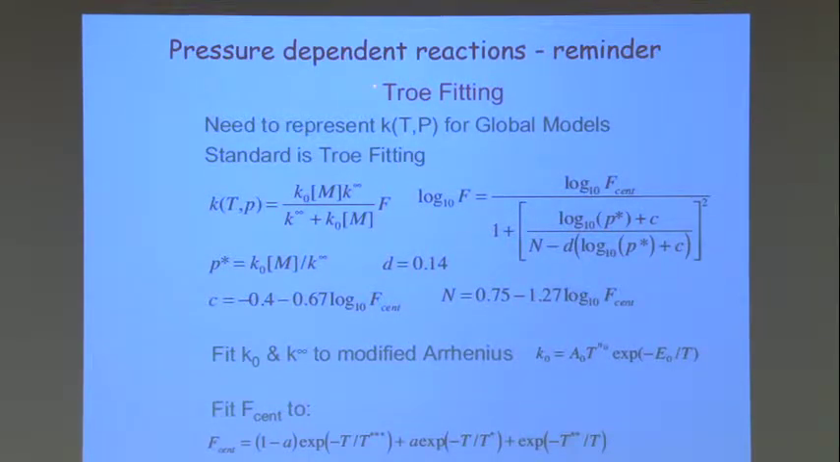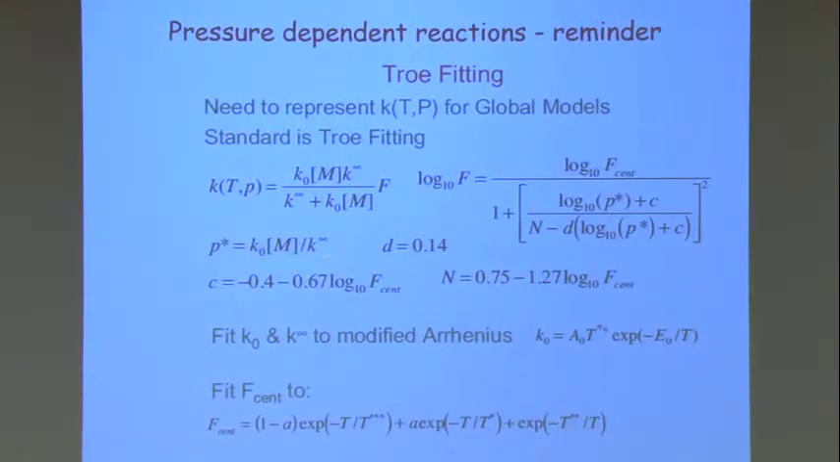If you have pressure-dependent reactions, then what was used in this evaluation was this Troe fitting method, if you remember, in which we take the Lindemann-Hinshelwood expression for the rate constant and modify it with this parameter F, and then you have Arrhenius expressions for K0 and K infinity, the low pressure limit and the high pressure limit, and you fit F cent to something of this sort.